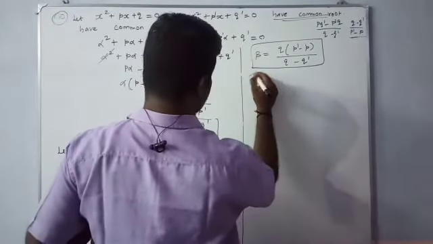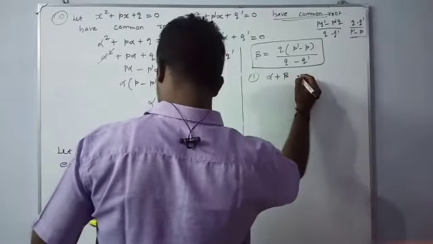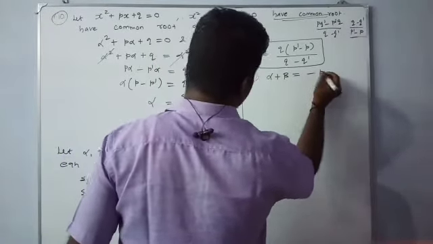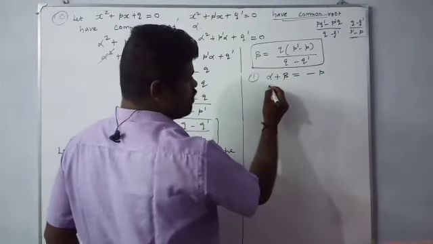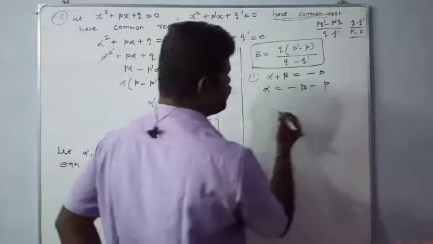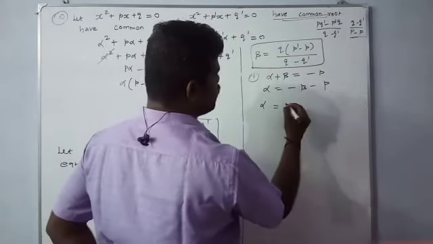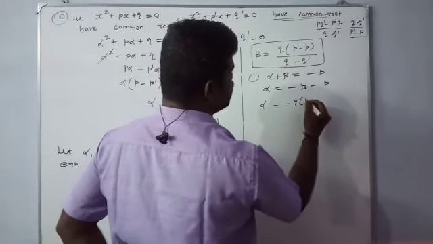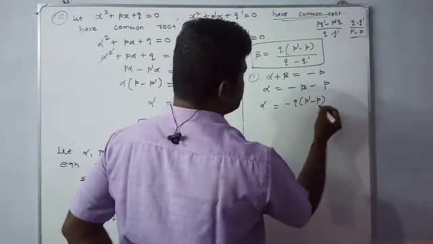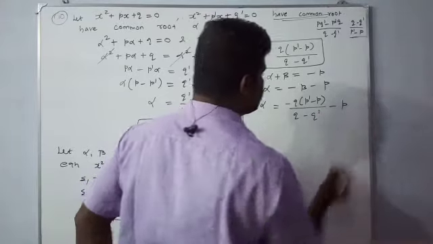The first equation can be written as alpha plus beta equal to minus p. We want to find the alpha value, so alpha equal to minus beta minus p. Now alpha equal to minus beta means what is the value? Minus q into p dash minus p divided by q minus q dash, minus p.